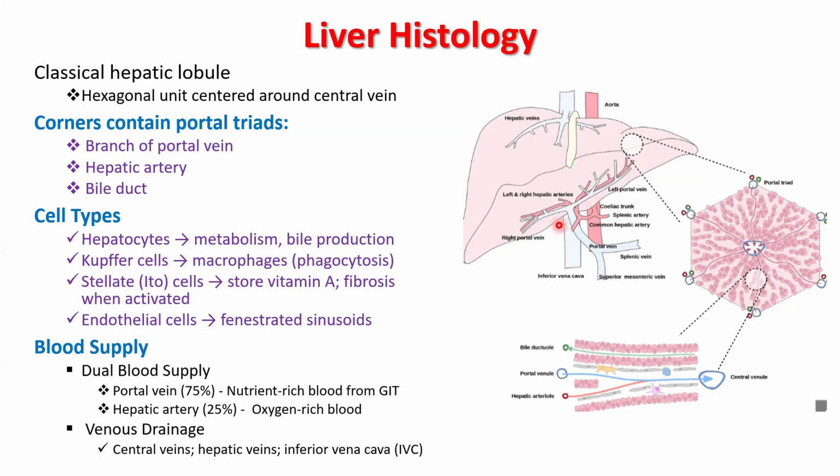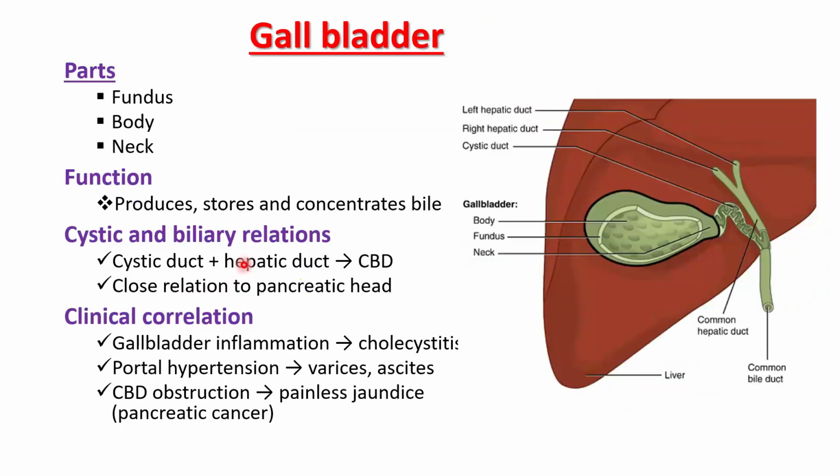And then now in terms of venous drainage, the central veins drain into hepatic veins. Then these three hepatic veins drain into the inferior vena cava. So this is just a review of anatomy that we've already covered. And then now we go to the gallbladder, which is a very important structure, as we can see here.